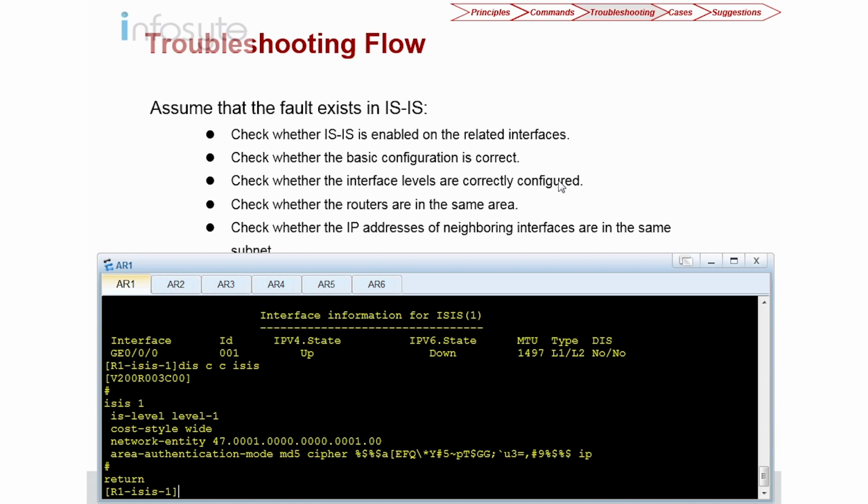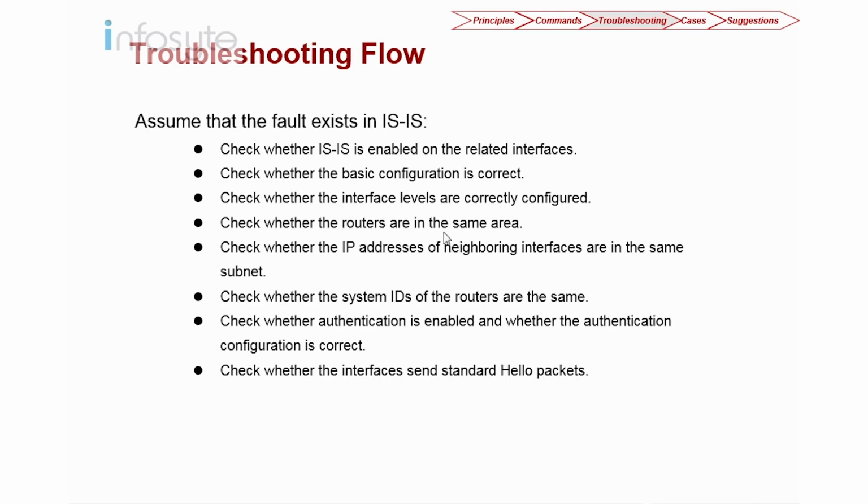Okay, next is to check whether the routers are in the same area. Very importantly, check the network entity. If the network entity is different, then you have to use L2 instead of L1. Check whether the IP addresses of the neighboring interfaces are using the same subnet. ISIS will check the subnet. If the subnet does not match, the adjacency will not form.